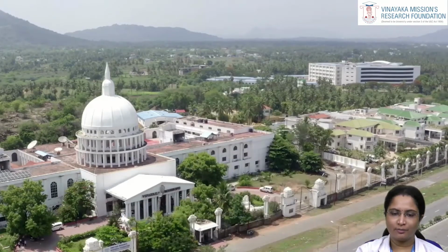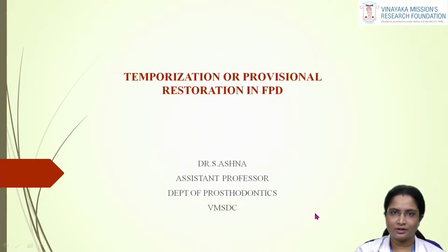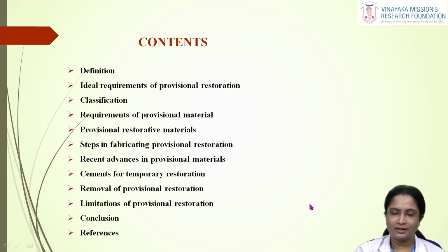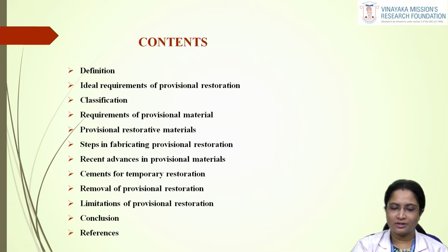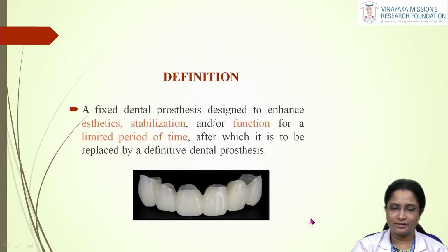I will be taking on the topic temporization or provisional restoration in FPD. The contents will be definition, ideal requirements of a provisional restorative material, their classification, requirements, and provisional restorative materials different types, steps in fabricating provisional restoration, recent advances in provisional restorative material, cements used for luting provisional restorations, removal of a provisional restorative material, their limitations, conclusions, and at last it will be reference.